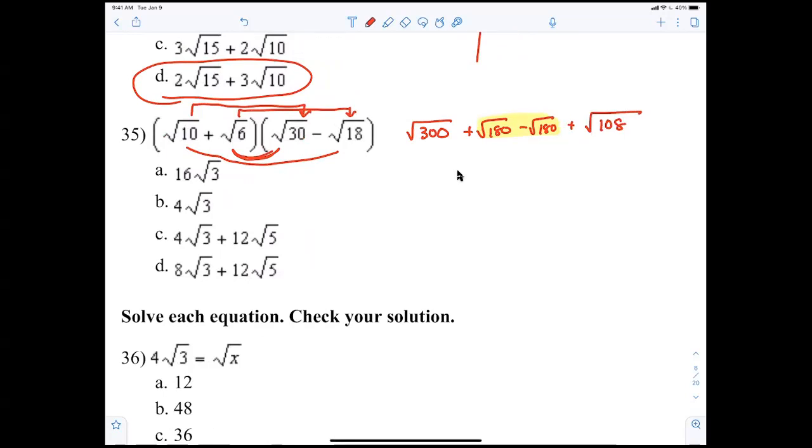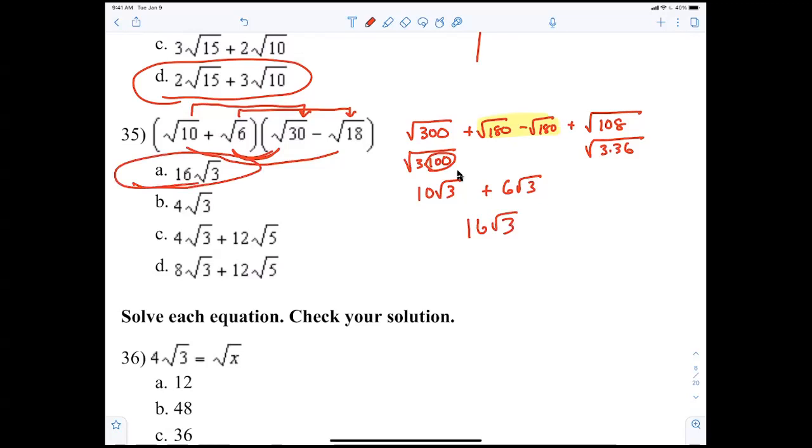So again, that's the long way. But now when you look at 300, 300 is 3 times 100. Square root of 100 is 10. So that's 10 radical 3. Now over here, 108 we did at the beginning yesterday. That was 3 times 36. So that becomes plus 6 radical 3, which altogether now is what? 16 radical 3. A is correct.